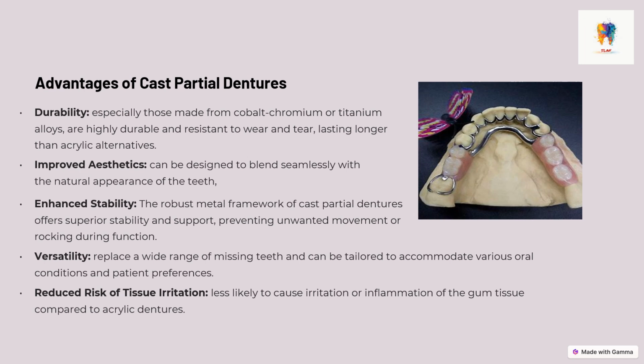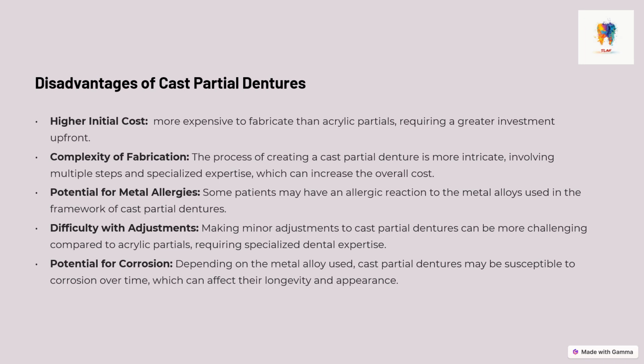Reduced risk of tissue irritation: they are less likely to cause irritation or inflammation of the gum tissues compared to acrylic dentures. Acrylic dentures can cause more irritation and inflammation, and these cause less. So moving on, the disadvantages of cast partial dentures are that they are more expensive to fabricate than acrylic partial dentures, requiring a great investment upfront. Complexity of fabrication: they are hard to make. The process requires specialized expertise. So they have a complex fabrication process.